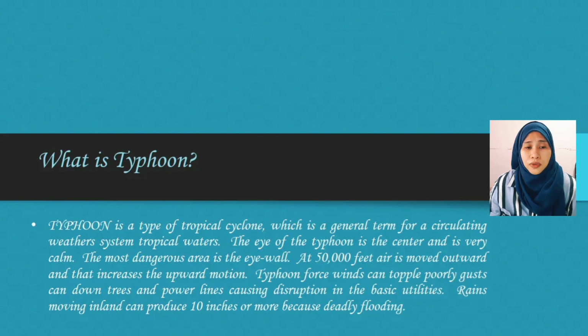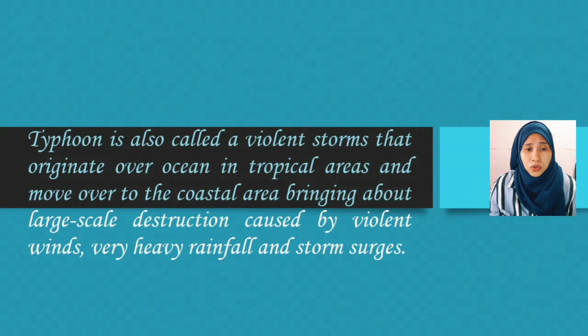At 50,000 feet, air is moved outward and that increases the upward motion. Typhoon force winds can topple poles, down trees and power lines, causing disruption in the basic utilities. Rains moving inland can produce 10 inches or more, causing deadly flooding. A typhoon is also called a violent storm that originates over the ocean in tropical areas and moves over to the coastal area, bringing about large-scale destruction caused by violent winds, very heavy rainfall, and storm surges.